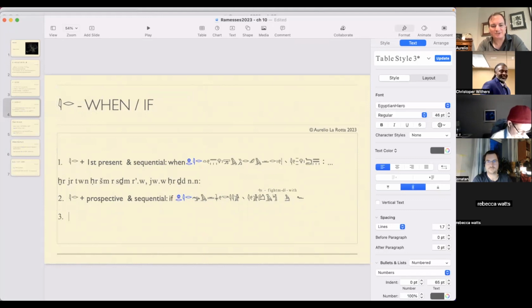But I think we should leave it at this for today. Let me just transcribe this thing real quick, and then we can move on. Unless, of course, there are any questions.